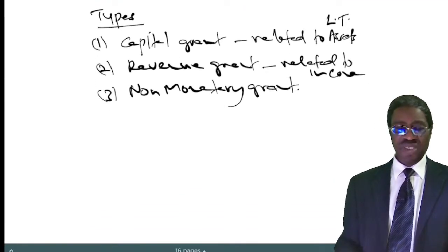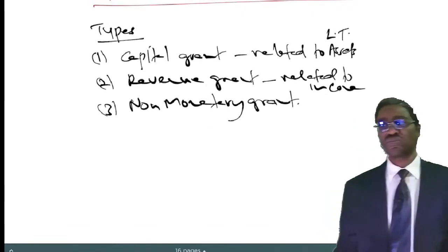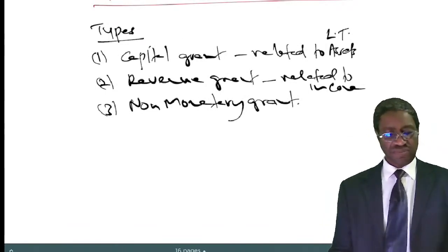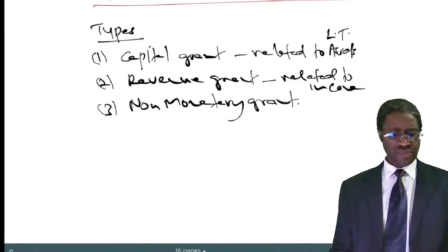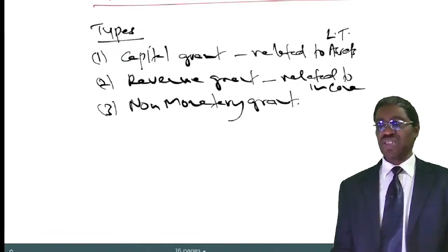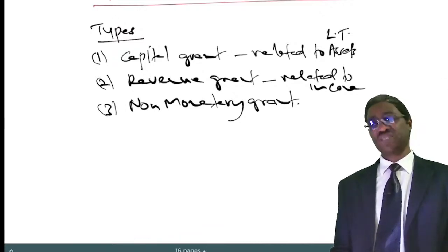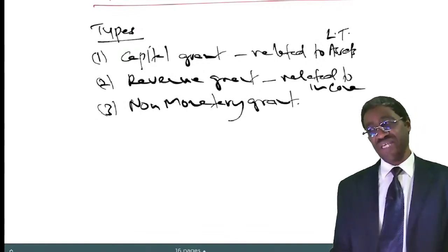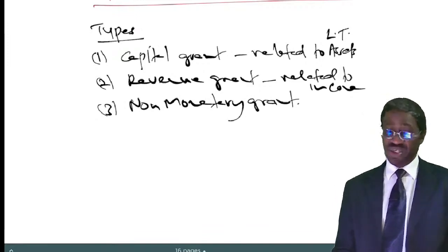Then have another subheading: types of grants. Number one, capital grant. Then you put a dash. These are grants relating to assets.